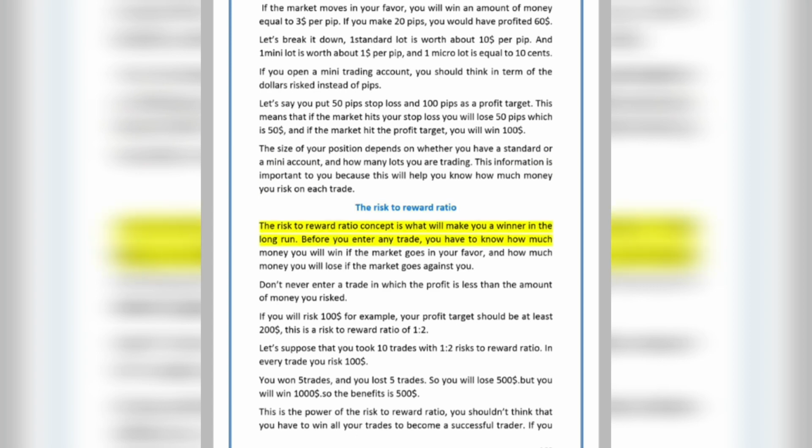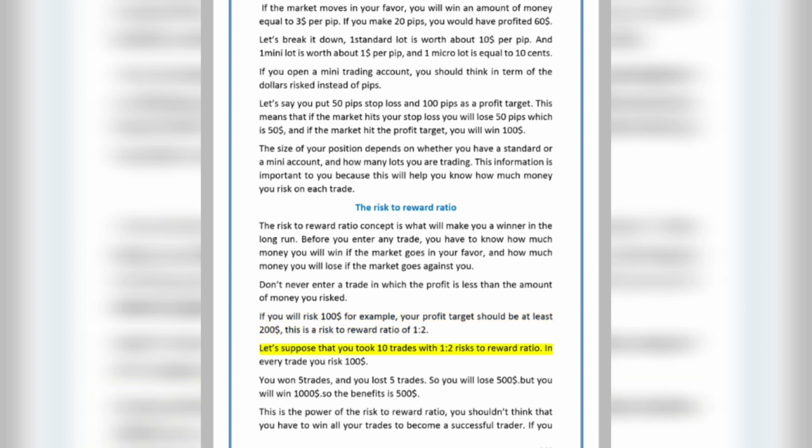The risk to reward ratio concept is what will make you a winner in the long run. Before you enter any trade, you have to know how much money you will win if the market goes in your favor, and how much money you will lose if the market goes against you. Never enter a trade in which the profit is less than the amount of money you risked. If you risk $100, for example, your profit target should be at least $200. This is a risk to reward ratio of 1:2.